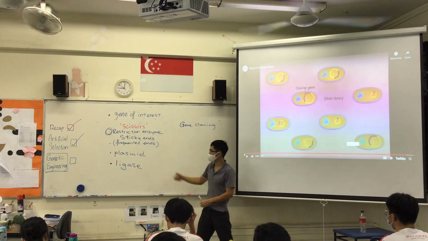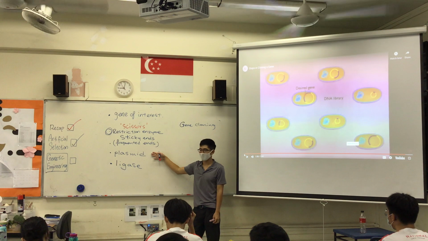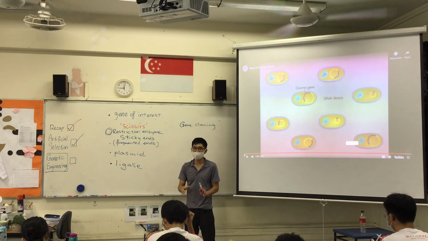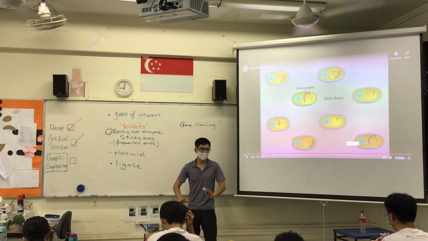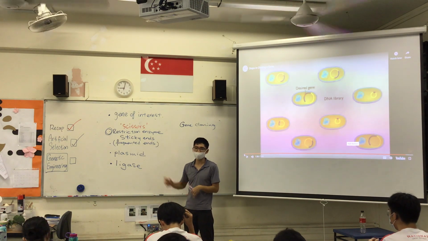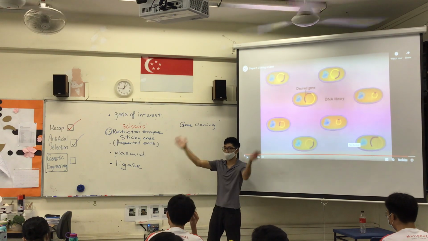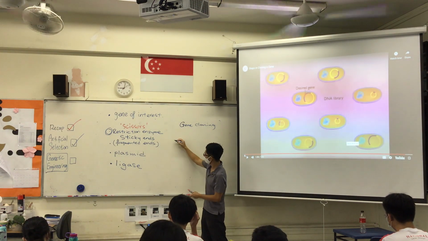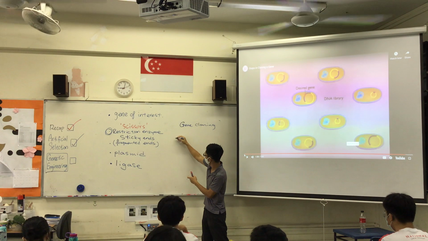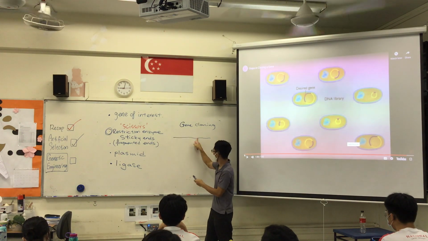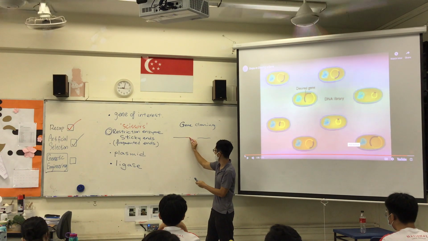You also heard the word plasmid. You heard the word ligase. Okay, this process is really simple. The difficulty lies in just remembering the names. Okay, I'm going to show you the broad idea of this. Supposing you have an organism's DNA and the organism has a gene that you want.